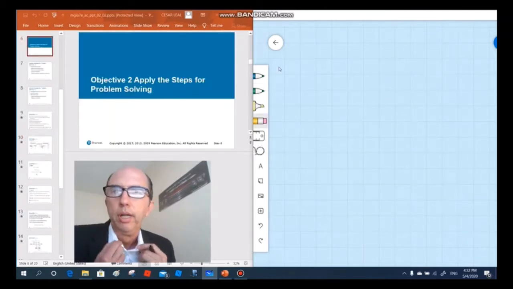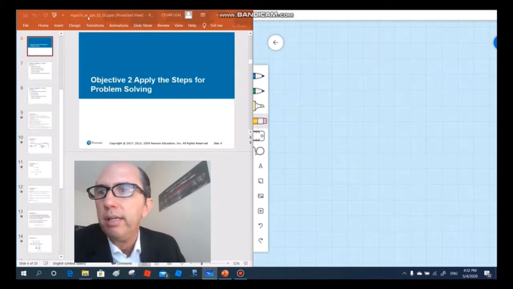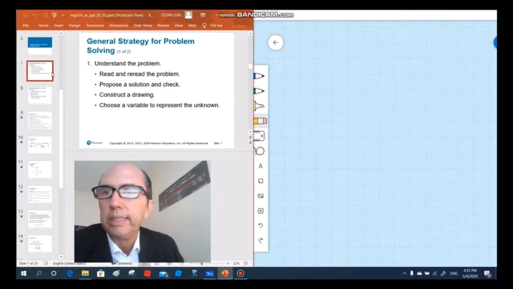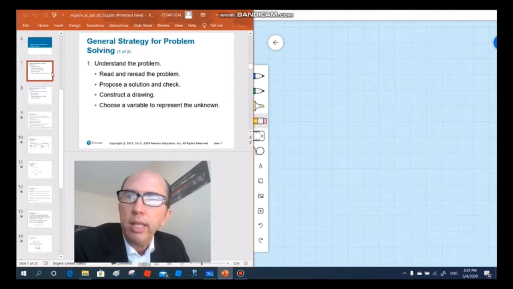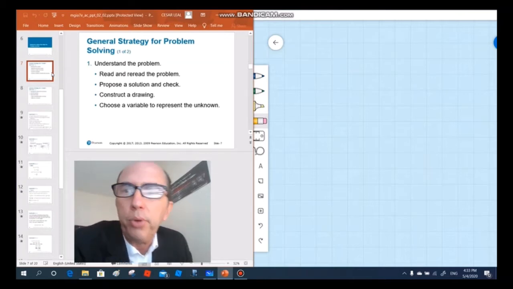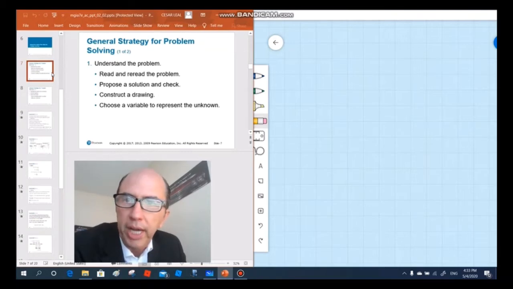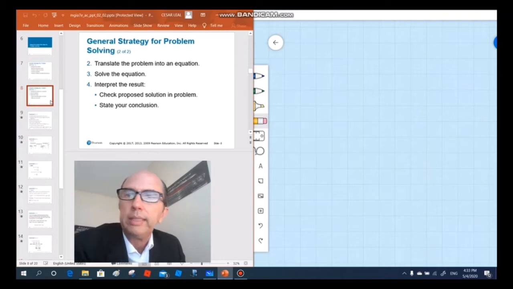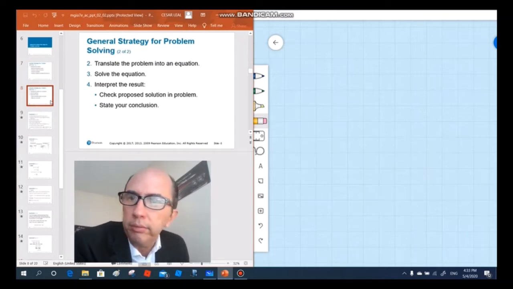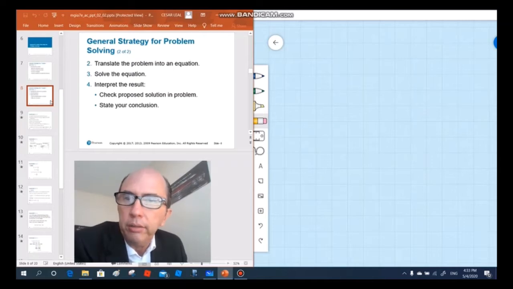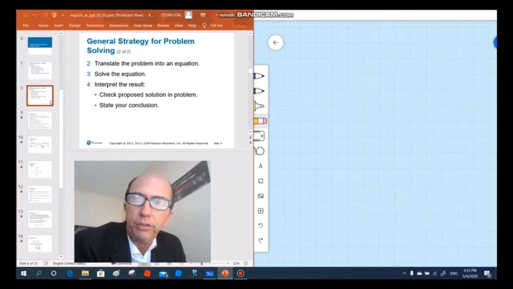Now objective 2, apply the steps for problem solving. Let's see the step by step that we're going to follow. The general strategy is, first, understand the problem. To understand the problem, you have to read and reread the problem, propose a solution and check, construct a drawing, and choose a variable to represent the unknown. Second step, translate the problem into an equation. Third, solve the equation. Fourth, interpret the results. First, you have to check if the proposed solution is a problem and state your conclusion.